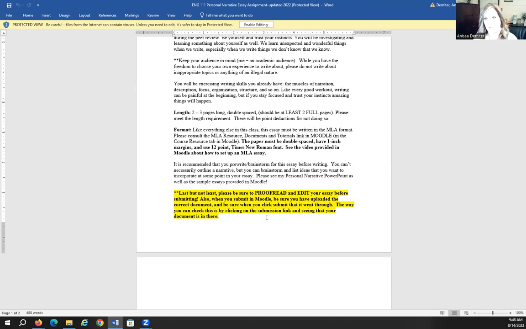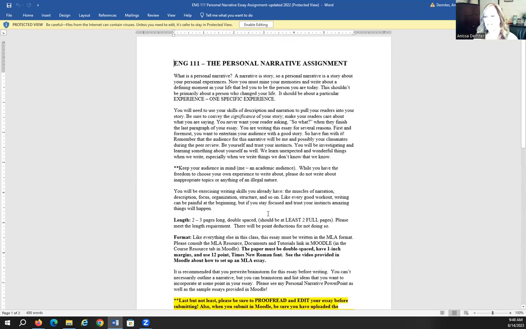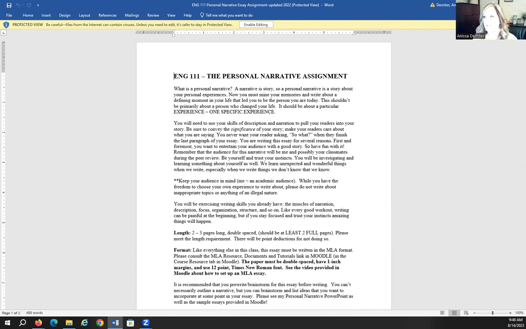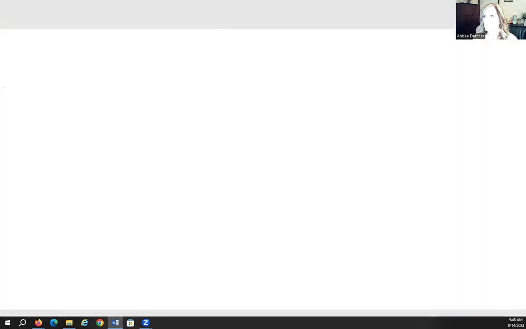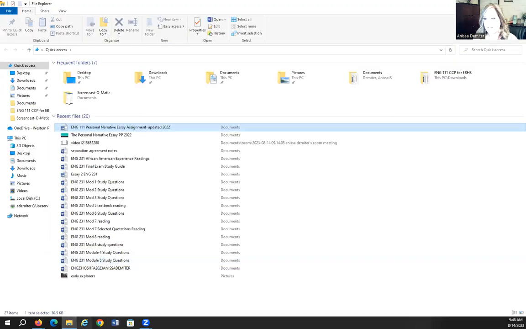Look at the samples that I provided. Look at the samples in the book to see what they look like and how you should model yours. But please proofread and edit before you submit. Make sure that your paper is in correct MLA format. Make sure that you proofread and edit for grammar. Make sure you meet the length requirement, and make sure you entertain me with a good story. If you have any questions about the personal narrative essay, don't hesitate to contact me.